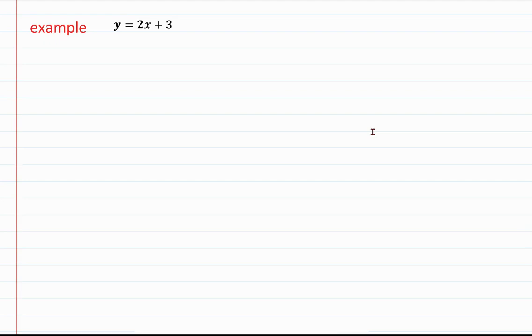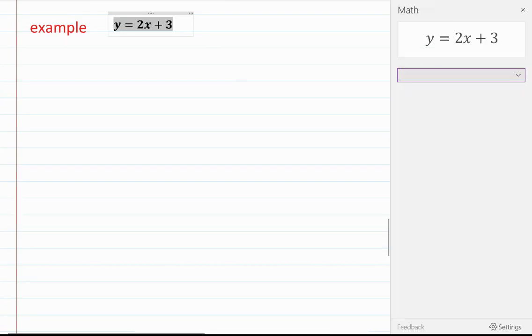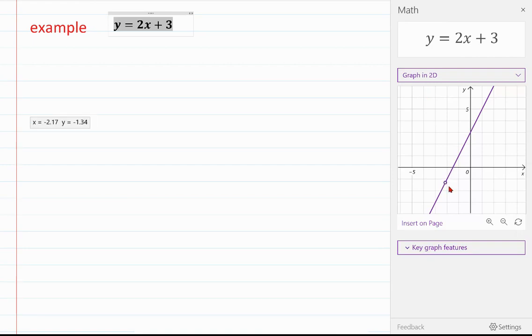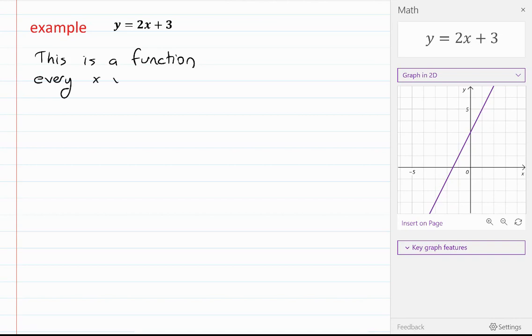So let's see another example here. So we have y equal to 2x plus 3. It's a function. Let's see on the graph. So this is my graph. As you can see, in this graph every x value has 1 y value. If I put a vertical line here, it will intersect only 1 point. So this is a function. Let me write it down: every x value has only 1 y value.